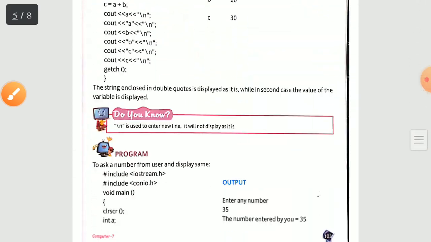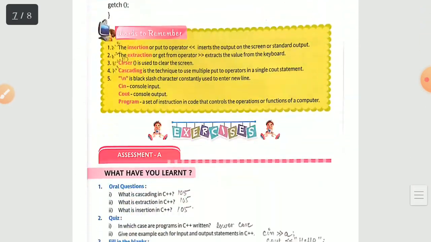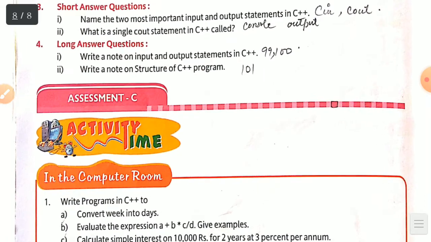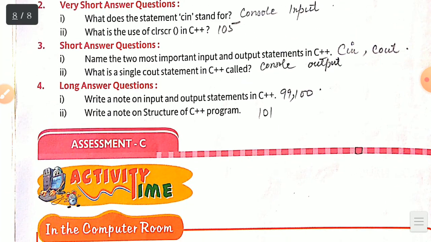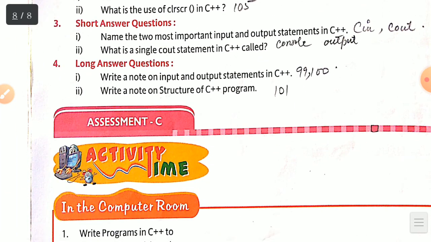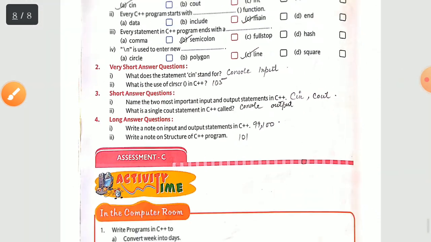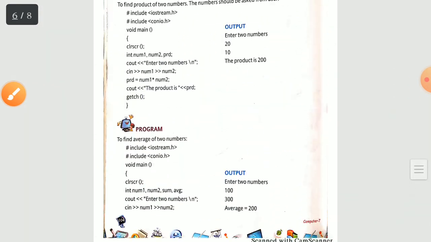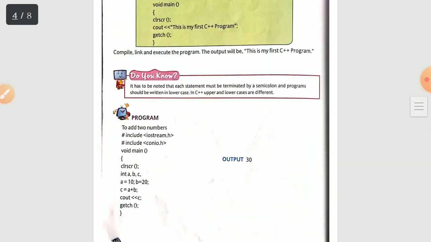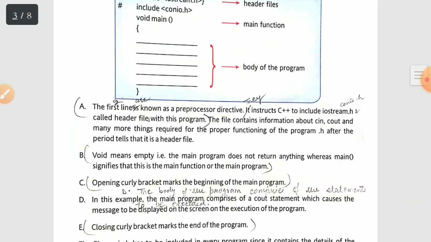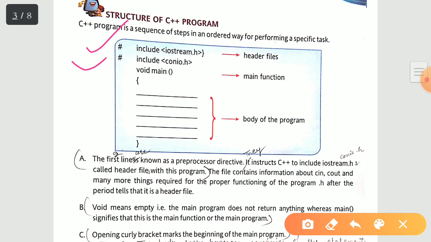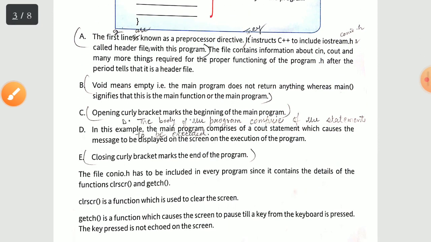Coming towards the second one. Second one is write a note on the structure of C++ program. So please turn to page number 101 for that. Now on page number 101, see, firstly you have to make this one. Firstly you have to make this a structure. After that you have to write down the steps. Now make some changes in the steps, in how you will write them. A point you have to write down.